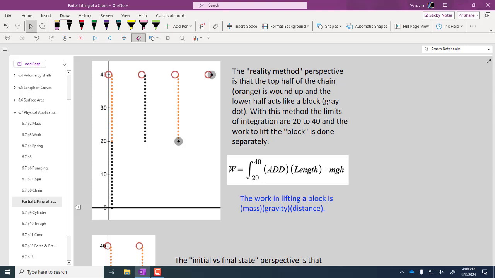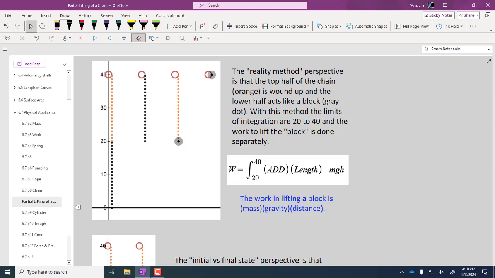I would say, oh, so the chains that are moving, the links that are moving, are the ones from 20 to 40. Those are all being wound up. And then down here, we can figure out the mass of this block and then just do MGH. All right? That works. You will get an answer.